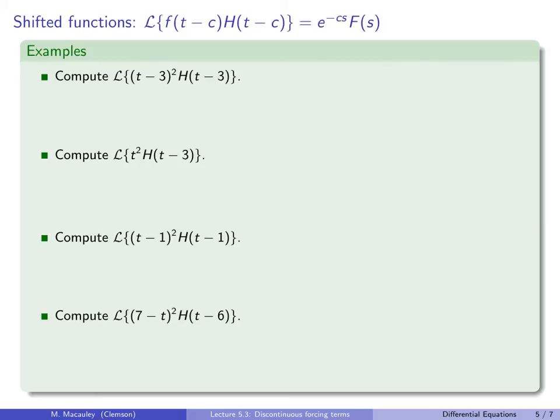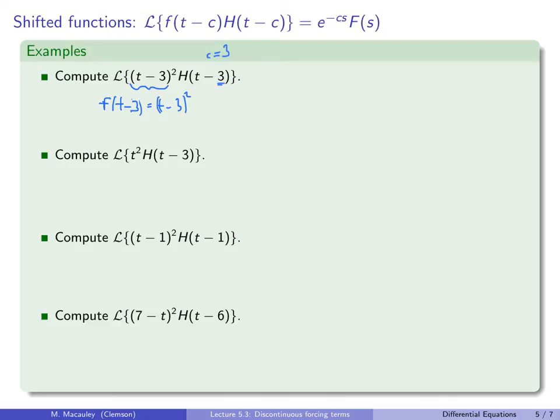Okay, so the first one, compute the Laplace transform of this. The first thing you should do is look at the 3 and say, well, that has to be c, just based on this formula. That's what c is. So therefore this function here, f of t minus c, equals (t minus 3) squared. That's f of t minus, let's say, 3. Let's write it like that. f of t minus 3 is (t minus 3) squared.